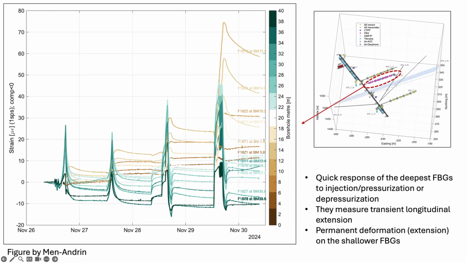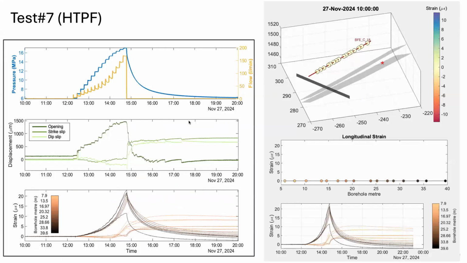As you can see, there is a clearly transient response in the deepest part of the borehole, which is extensional, but this signal is transient. It goes down as we stop the stimulation, but we see some permanent deformation, which is instead clearly seen on the shallower sensors. So that's what is driving all my analysis.